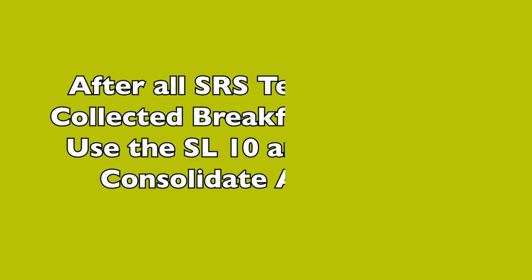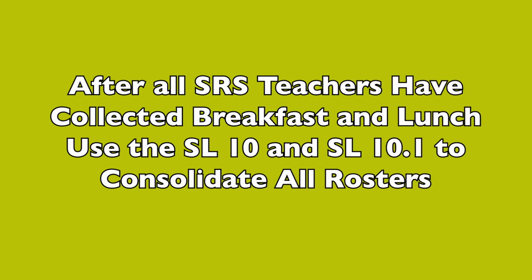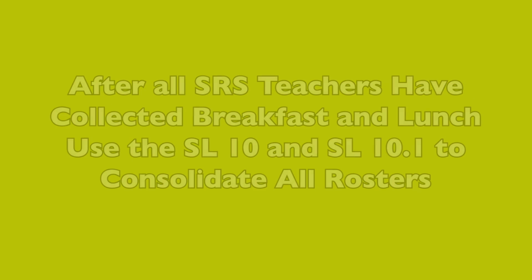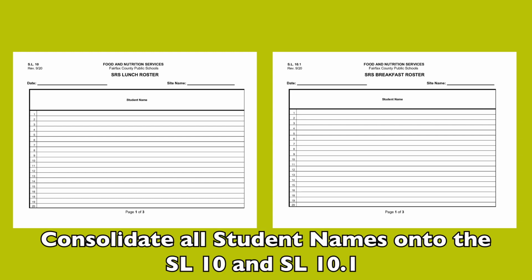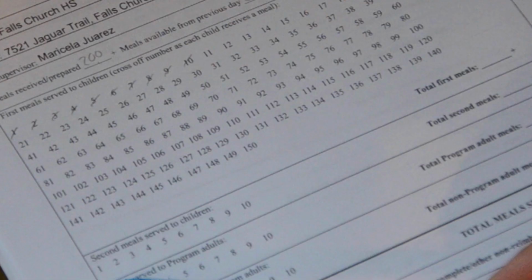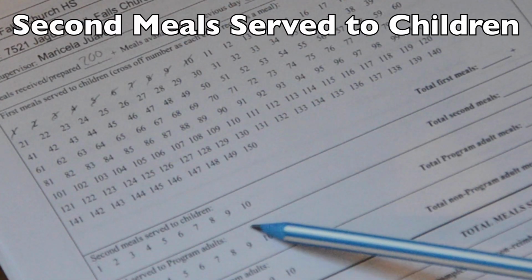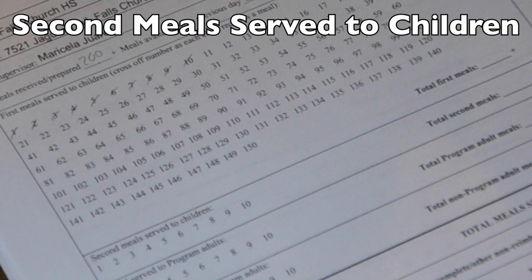Once all SRS teachers have collected breakfast and lunch for that day, you will use the SL10 lunch SRS roster and the SL10.1 breakfast SRS roster to consolidate all teacher-provided student rosters onto one SL10.1 for breakfast and one SL10 for lunch each day. The second meals served to children section should be blank. We are not serving second meals.